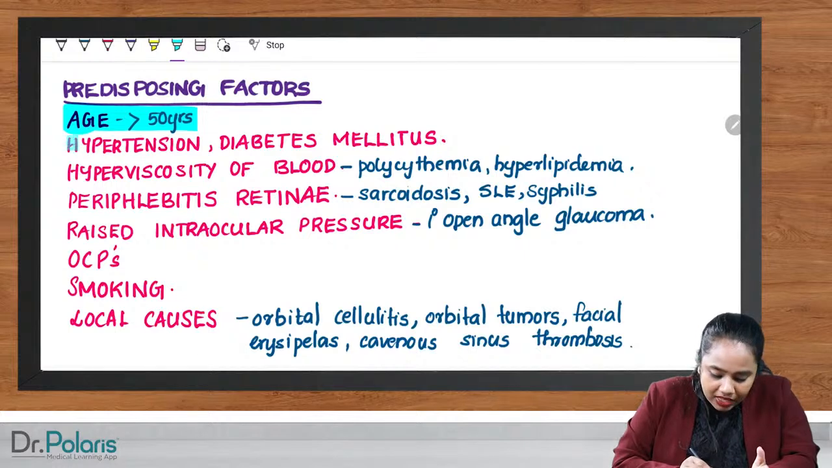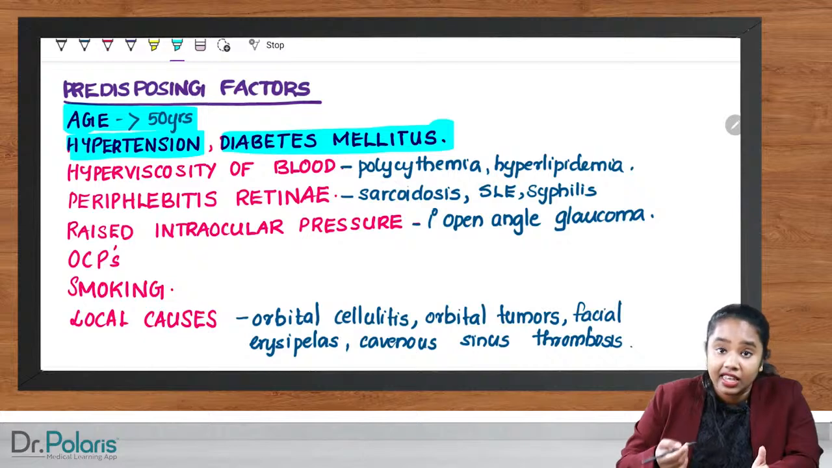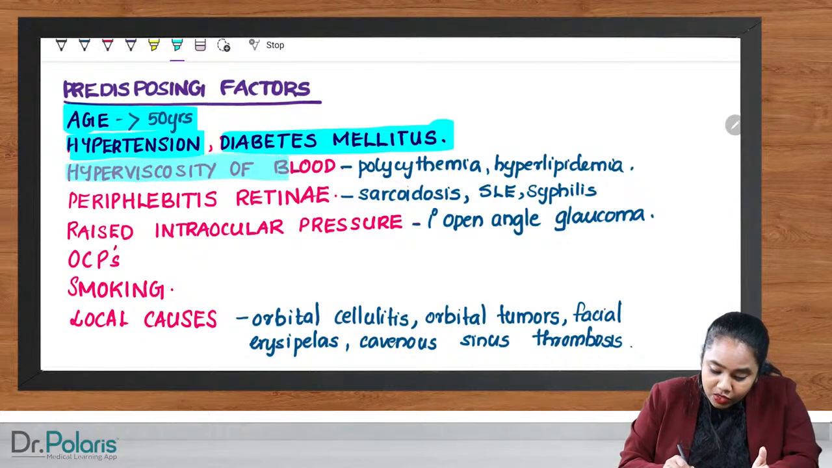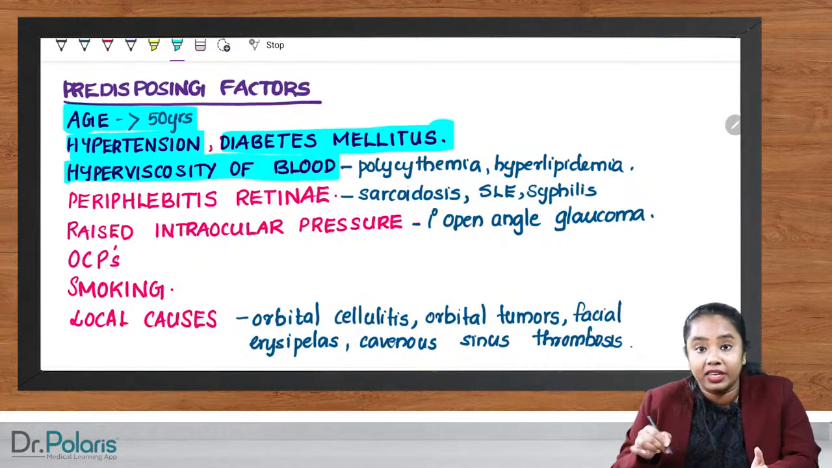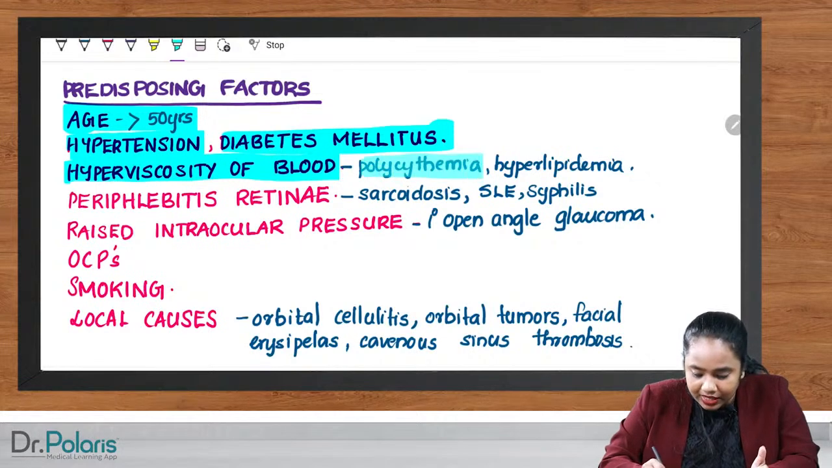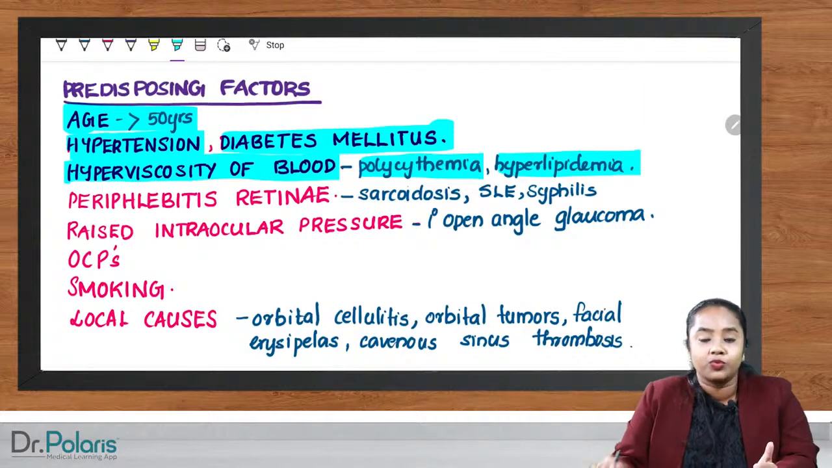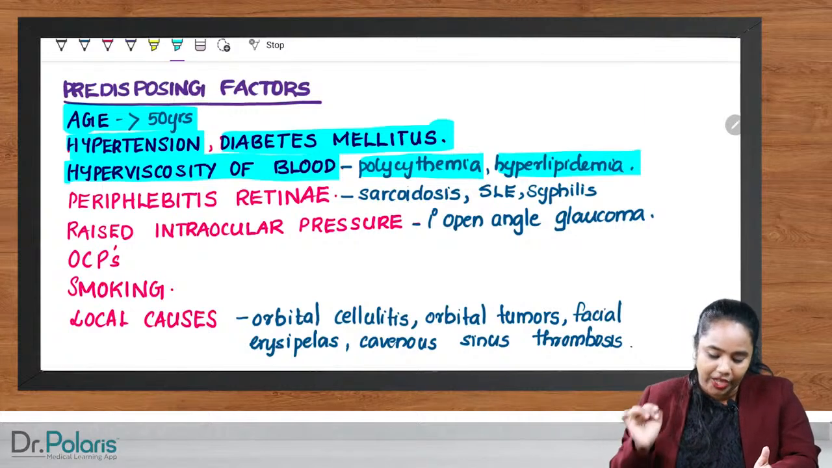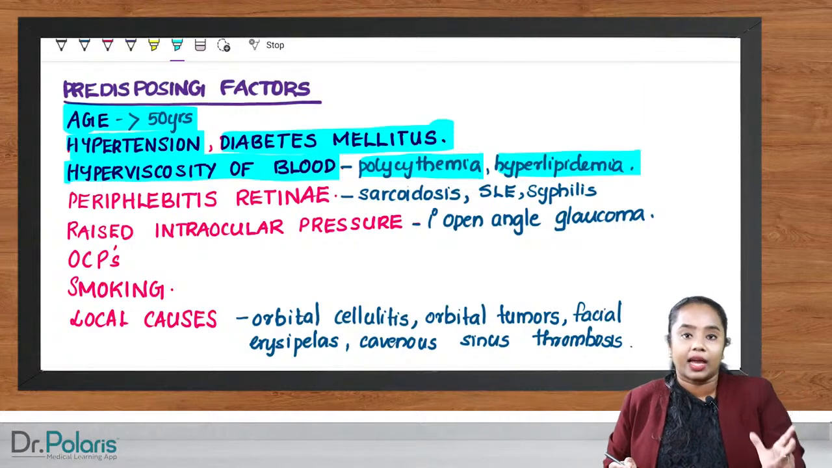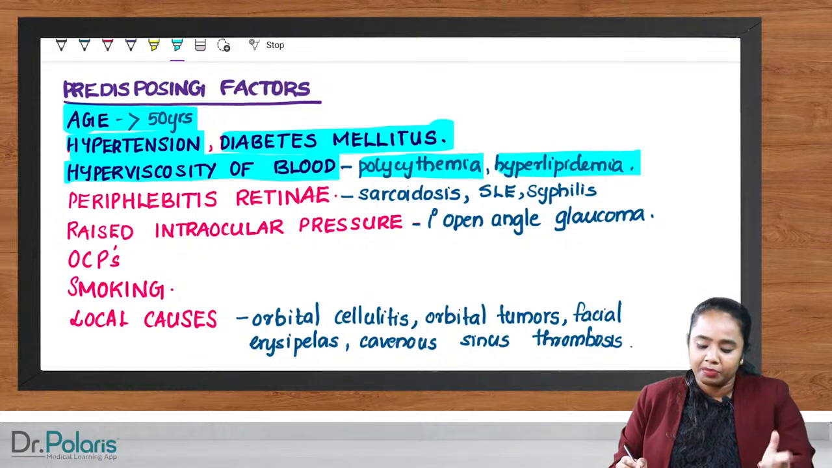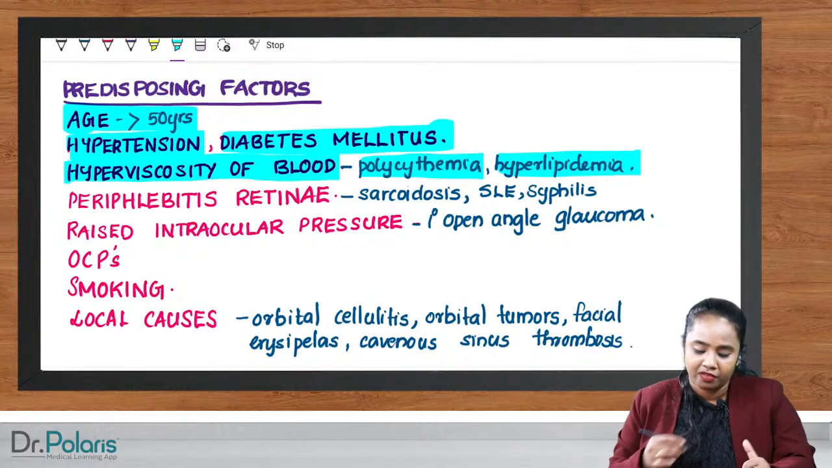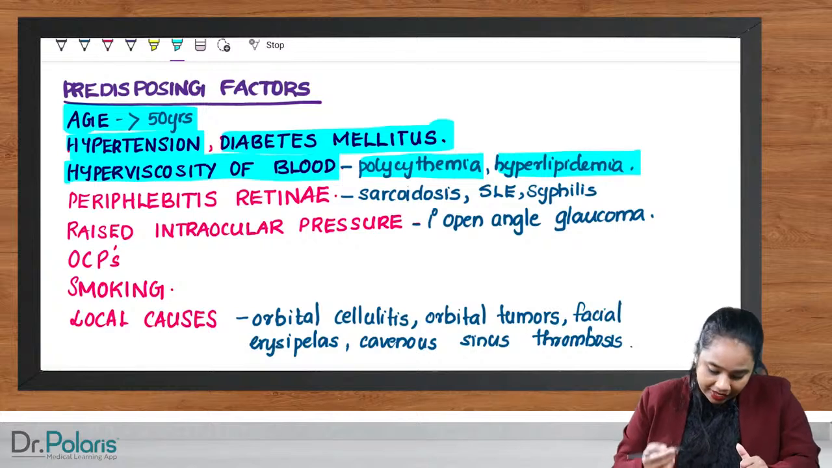A patient who has comorbidities like hypertension, diabetes mellitus and any other conditions where the hyperviscosity of blood is present. The blood is really viscous, that is polycythemia or hyperlipidemia. All these conditions are associated with the risk of developing central retinal vein occlusion. So, hypertension, diabetes mellitus, conditions like polycythemia, hyperlipidemia where the viscosity of the blood is high.